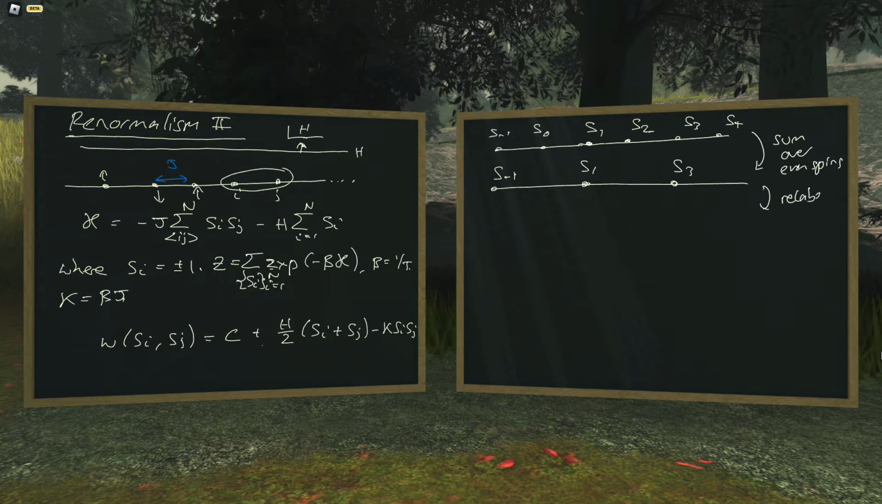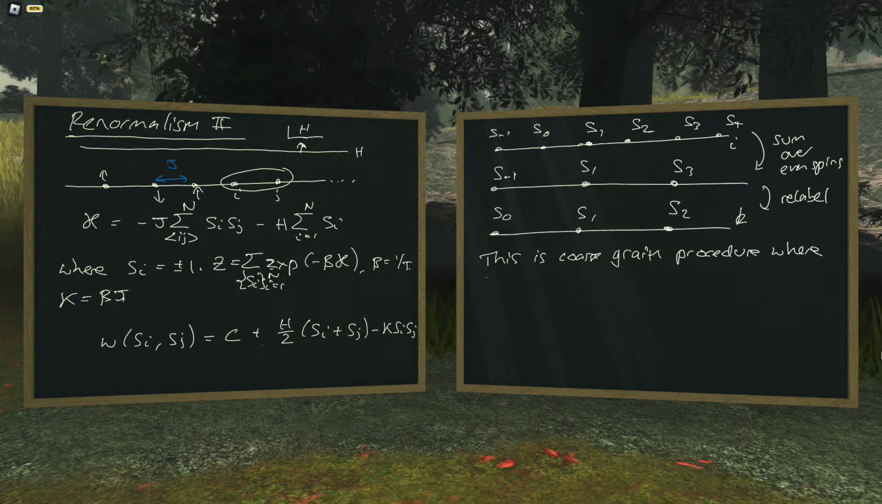And then we'll relabel this. So then we have, this is the new S1, we'll say the same. This is now S2, and this is now S0. So if this is indexed by i, say this is indexed by k. So this would be considered a coarse grain procedure where we consider the coarse grain length L equals 2, since we summed over every second spin.